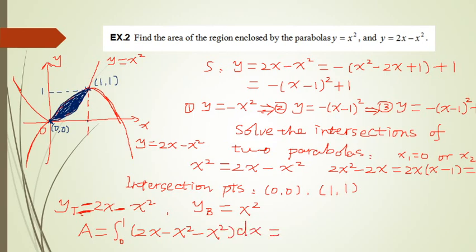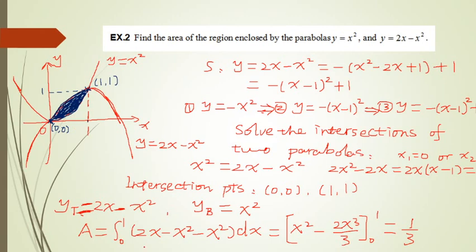How can we evaluate this definite integral? It's pretty quick. The antiderivative of 2x will be x squared, and then minus, the antiderivative of 2x squared will be 2x cubed over 3, right? And then this function is evaluated at 0 and 1. So the final answer will be 1/3, I think. Okay, it's 1/3. So the area of this region will be 1/3. Of course, it's a positive number. It's above the x-axis.